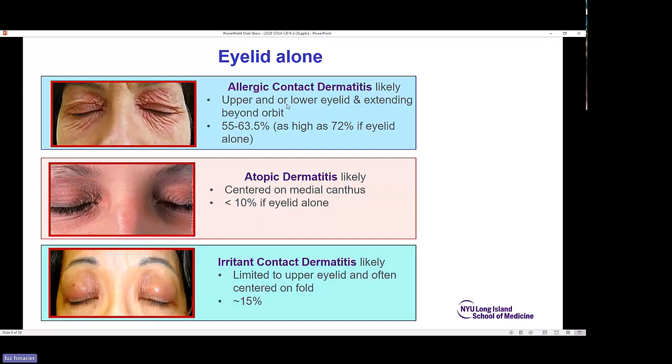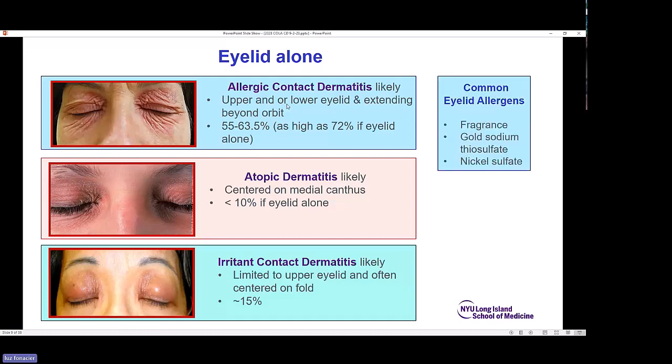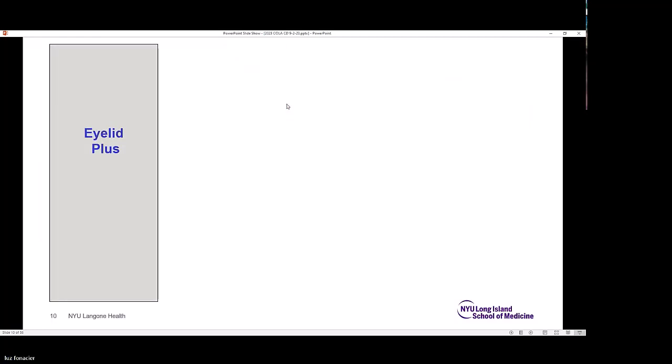And interestingly, there are some patients who have an irritant contact dermatitis limited only to the upper eyelid. And often you can have something centered on the fold. So if you have an upper eyelid alone, think of an irritant contact dermatitis. Common allergens in allergic contact dermatitis are fragrances, gold because of transfer, and nickel because of transfer as well. Of course, the fragrance is because of the personal products that the patient tends to use.